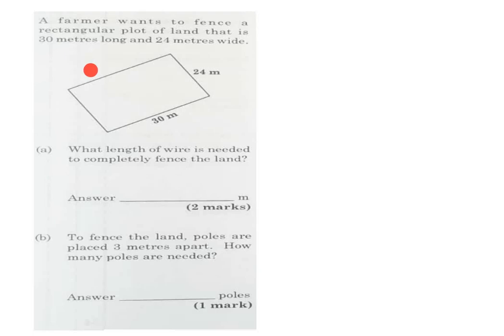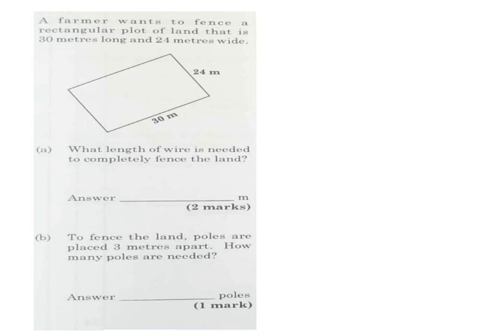On to question 33. They say a farmer wants to fence a rectangular plot of land that is 30 meters long and 24 meters wide. Here we have a diagram, and although the rectangle is not in the typical orientation that we're accustomed to, it is still a rectangle, right? We have 4 sides, and 2 sides that are parallel are equal in length, and the other 2 sides that are parallel are also equal in length.